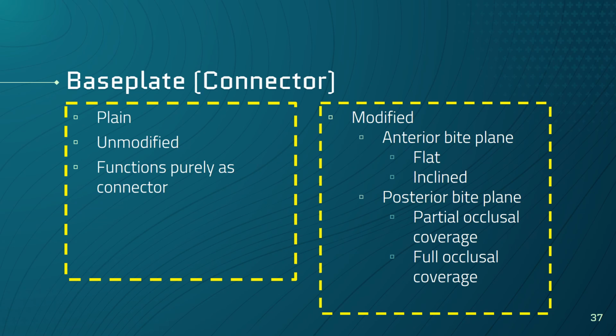Now, base plate or connector. The base plate or connector can either be a plain base plate, meaning it is unmodified and acts purely as a connector, or it can be modified into either an anterior bite plane or a posterior bite plane. An anterior bite plane can either be a flat bite plane or an inclined bite plane. The posterior bite plane can either be a partial occlusal coverage or a full occlusal coverage posterior bite plane.